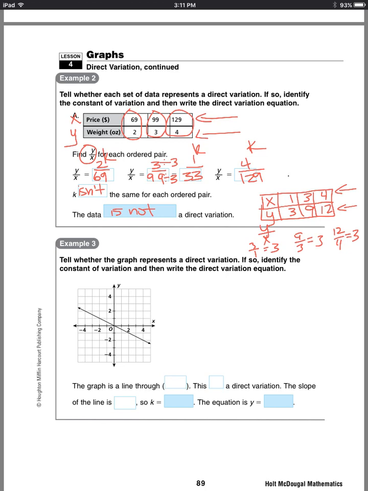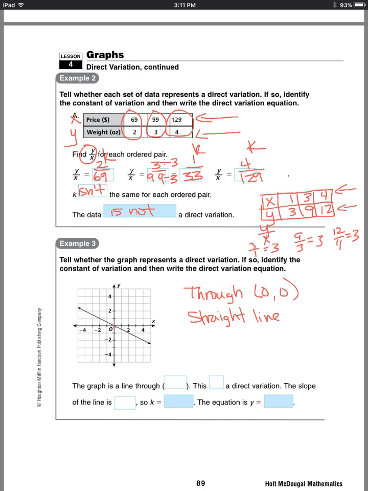Tell whether the graph represents a direct variation. If so, identify the constant of variation and then write a direct variation equation. In order to be direct variation, it has to go through 0, 0, and it has to be a straight line. Okay, it has to meet those two standards to be a direct variation graph.